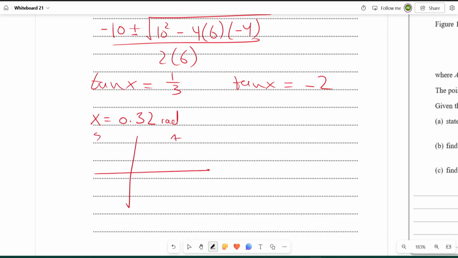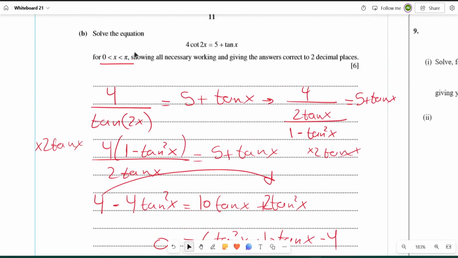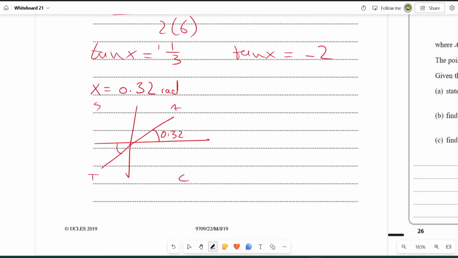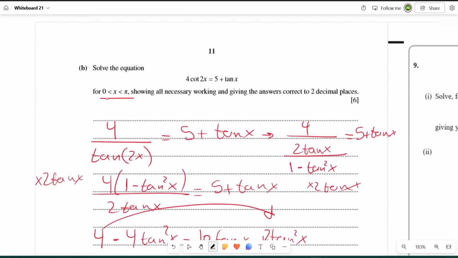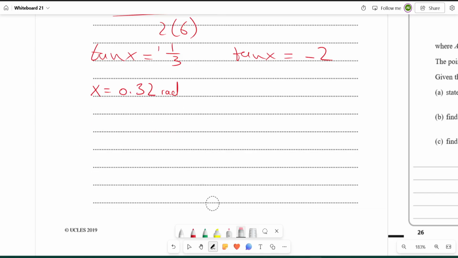So ASTC: tan is positive 1 over 3, so tan is positive in the all and in the tan quadrants, so this is 0.32 positive, this is also 0.32. So the next answer is actually going to be outside of our range. Our range is from 0 to pi. So if I move to the next one, I'm going to go to pi and then a little bit more, so I'm going to exceed pi. And this way is going to give me a negative answer, and my range has 0 as its lower bound. So for this part of the question, x equals 0.32 is the only answer.